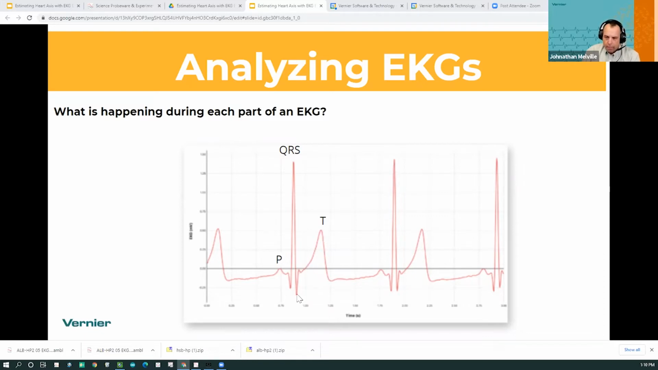So the important thing to think about when we're going to be looking at heart axis is we're going to be focusing on the QRS complex, or this big tall spike is called the R wave. The entire complex with both negative deflections is called the QRS complex. And remember, the QRS complex refers to what is happening during the ventricles.